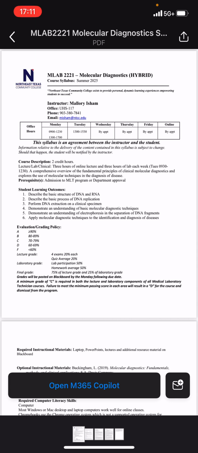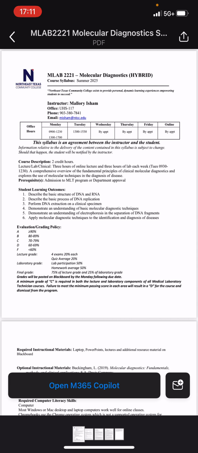When it comes to the grade breakdown, we've got lecture grades. That'll be 4 exams. There's going to be an exam each week since this is just a 5-week course. Those exams will count 20% each of the lecture grade, and then the quizzes will be 20% total altogether.